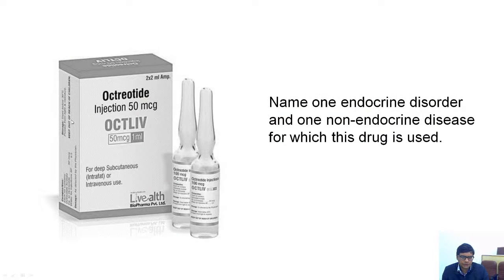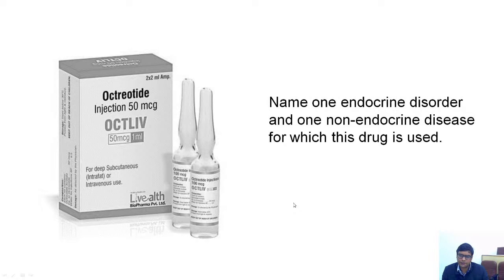Now you are being shown in an image octreotide ampules. Okay, this is an ampule, not a vial. So this is an ampule of octreotide. So octreotide is a somatostatin analog, and you are being asked to name one endocrine disorder and one non-endocrine disease for which this drug is used.